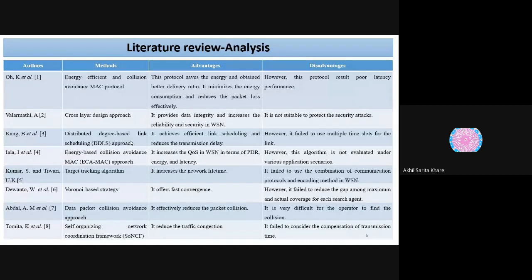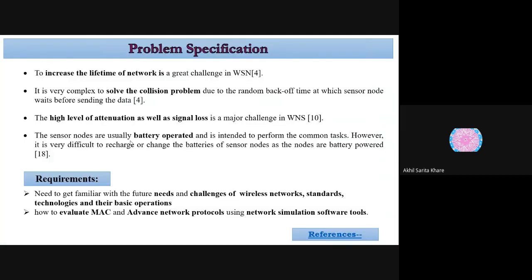So I have already analyzed all 8 models available to control collision detection, with their method, advantages and disadvantages. Then I come to my problem definition specification for research. Increasing the lifetime of a network is a great challenge in WSN. It is very complex to solve the collision problem due to the random back-off time that a sensor node waits before sending the data.